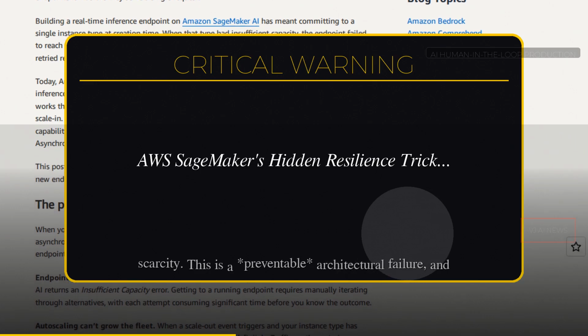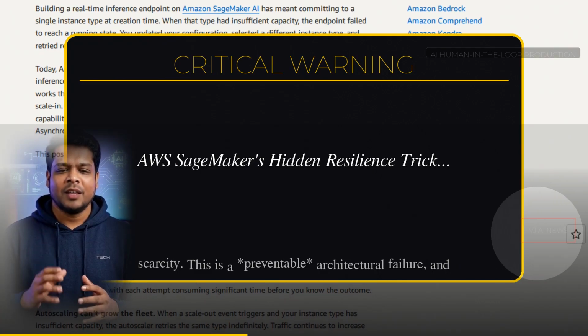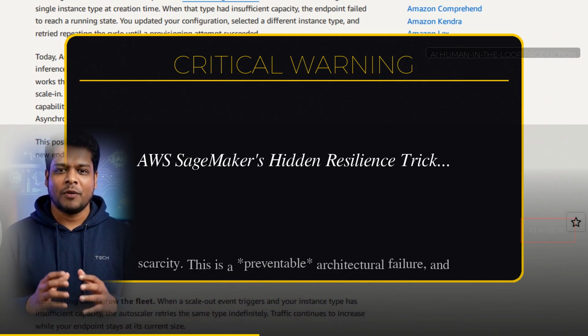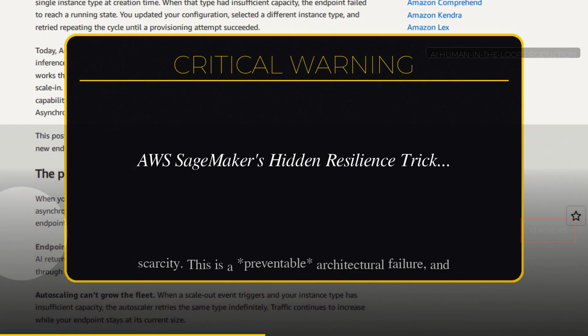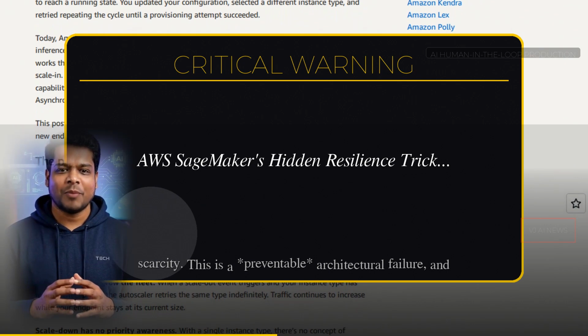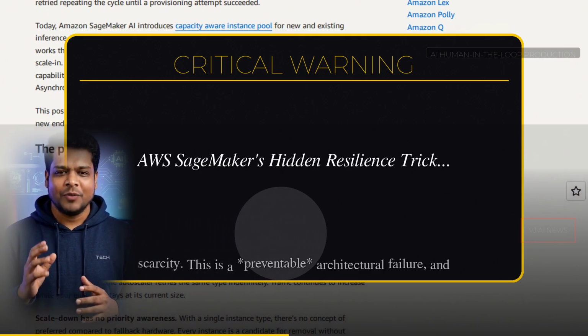Number 2, automatic triggers. This isn't just for the initial deployment. SageMaker automatically works through your list during scale-out events and even during scale-in replacements. It's continuous resilience.